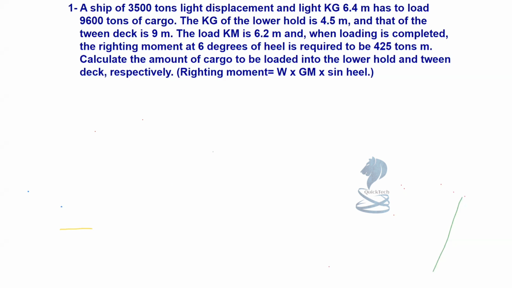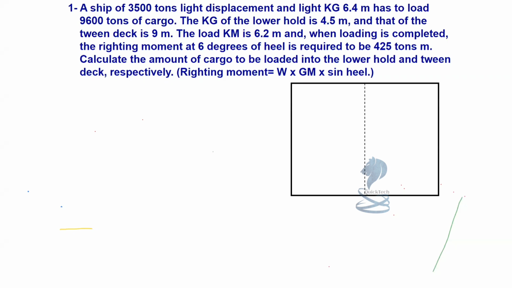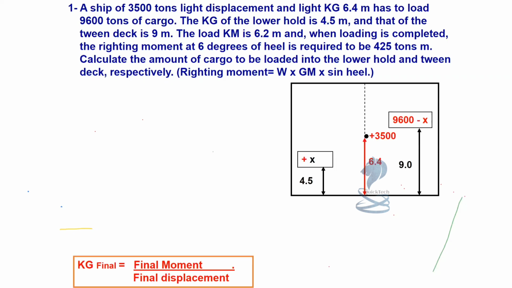Number 3. A ship of 3000 tons light displacement and light KG 6.4 meters has to load 9600 tons of cargo. The KG of lower hold is 4.5 meters and that of the tween deck is 9 meters. The load KM is 6.2 meters and when loading is completed, the righting moment at 6 degrees of heel is required to be 425 tons meter. Calculate the amount of cargo to be loaded into the lower hold and tween deck respectively. Righting moment is equal to W into GM into sine heel.